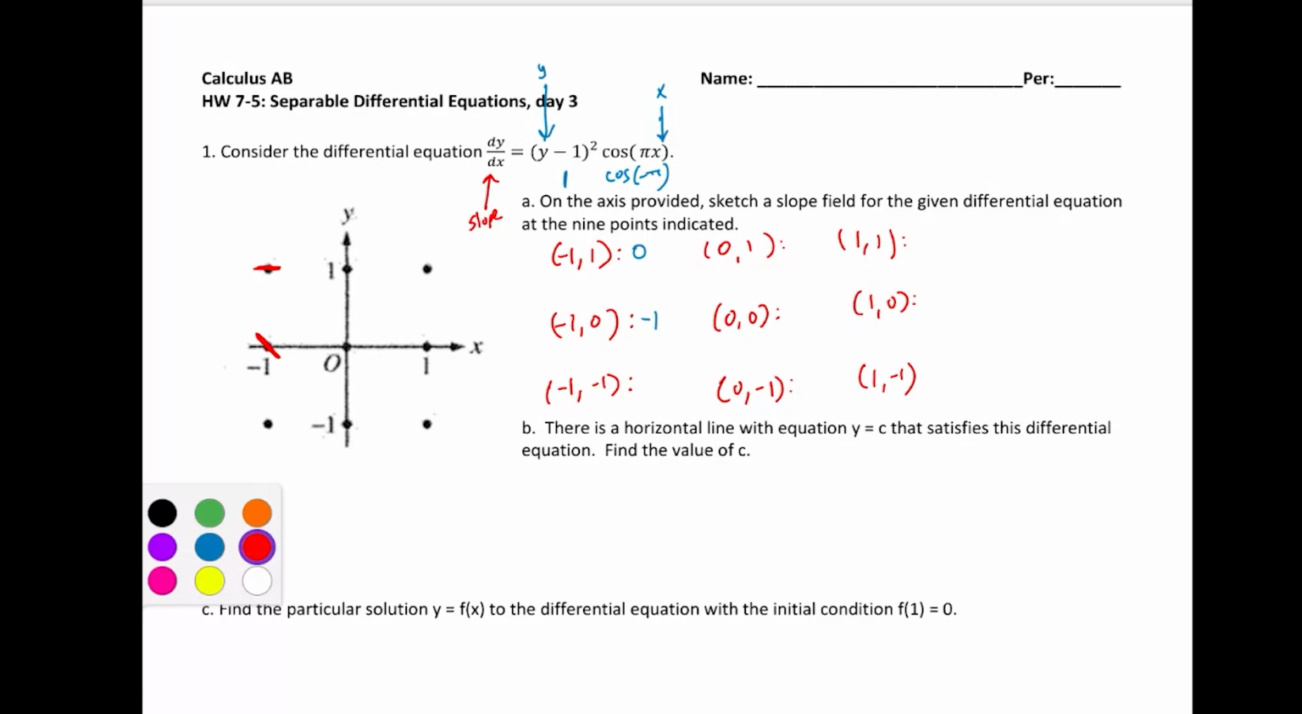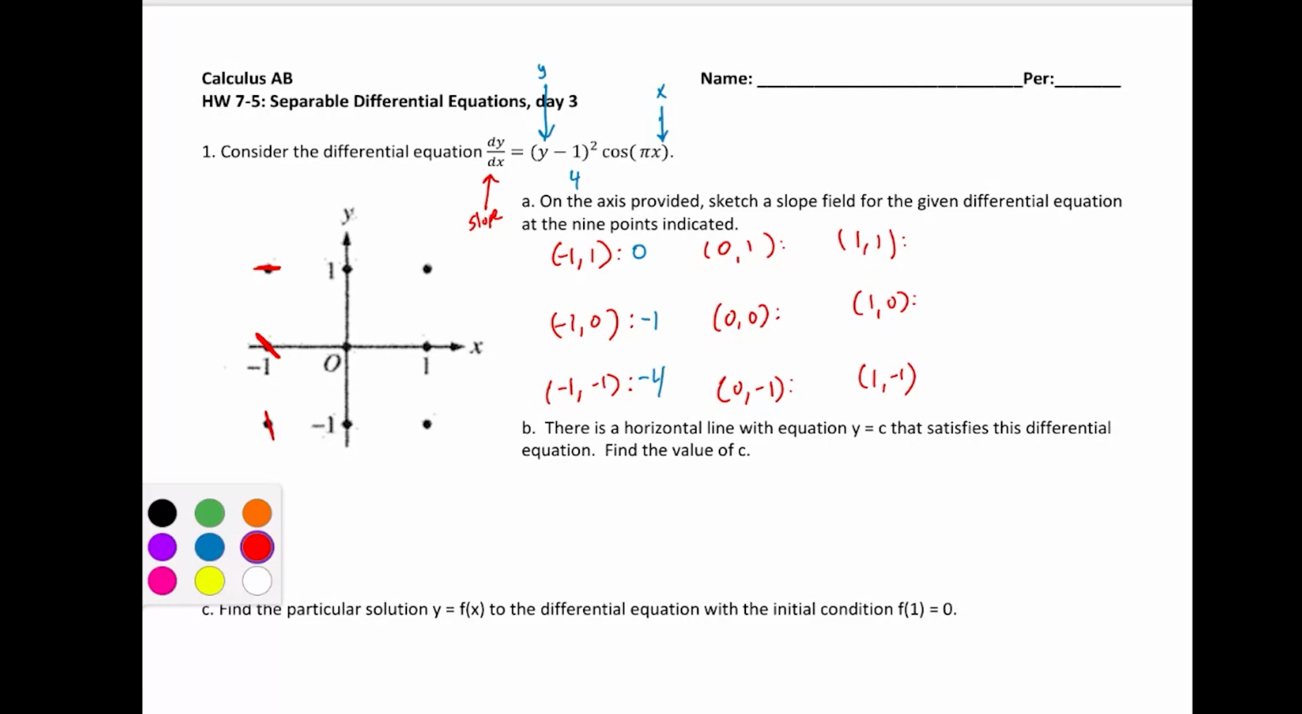At negative 1, negative 1, we get negative 1 minus 1, which is actually negative 2, and negative 2 squared is 4. And then cosine of pi times negative 1, we're going to get cosine of negative pi again, which is negative 1. So 4 times negative 1 is going to be negative 4.